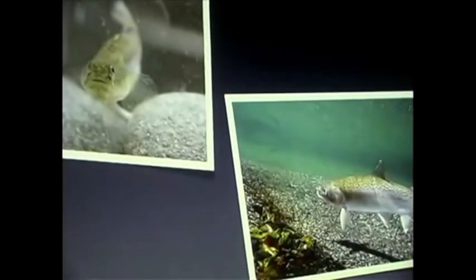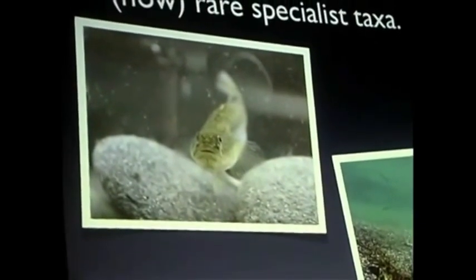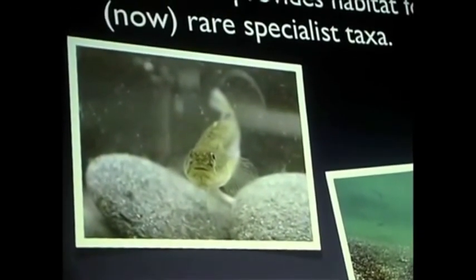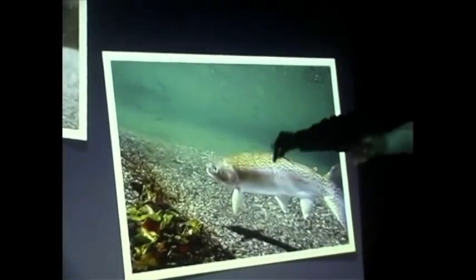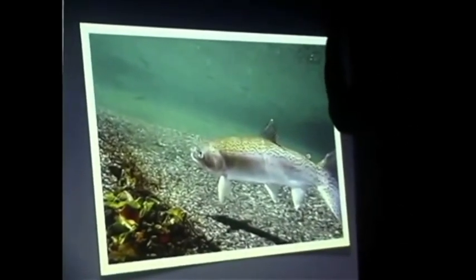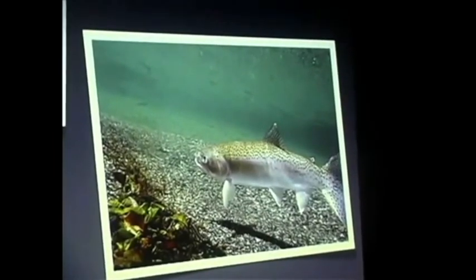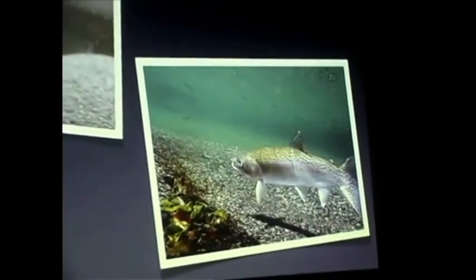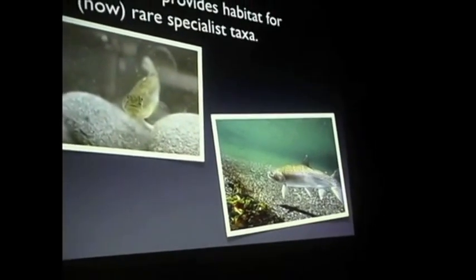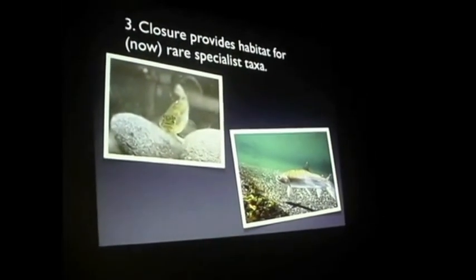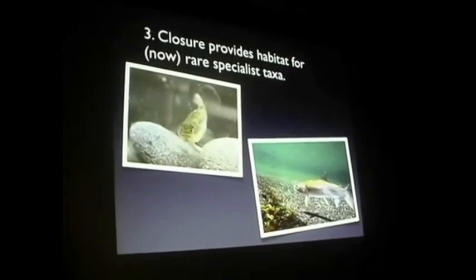Third, closure provides habitat for now rare species. Now, they didn't used to be rare, of course, because we had all these closing estuaries up and down the coast. Now they are. Tidewater goby, southern steelhead. Now you say, wait a minute, southern steelhead doesn't care. Southern steelhead does very well in closed estuaries in the juvenile stage. Very well. Tidewater goby actually requires closing estuaries for its life cycle and persistence.